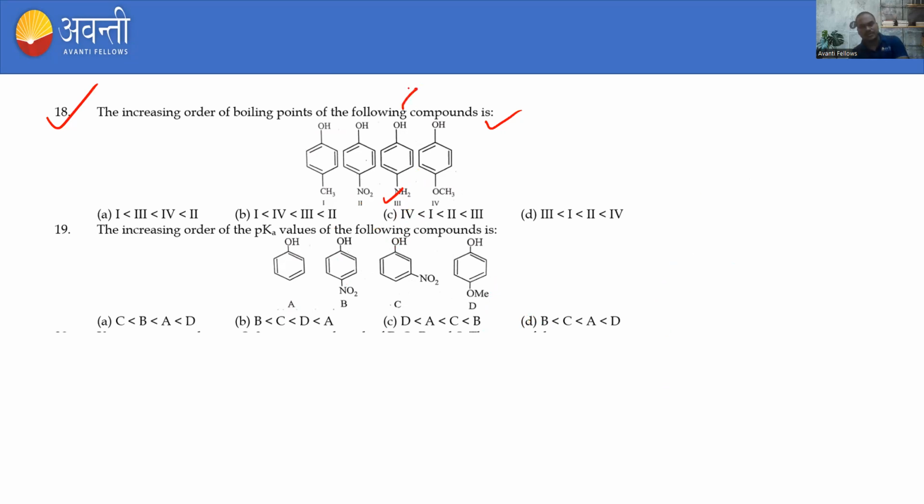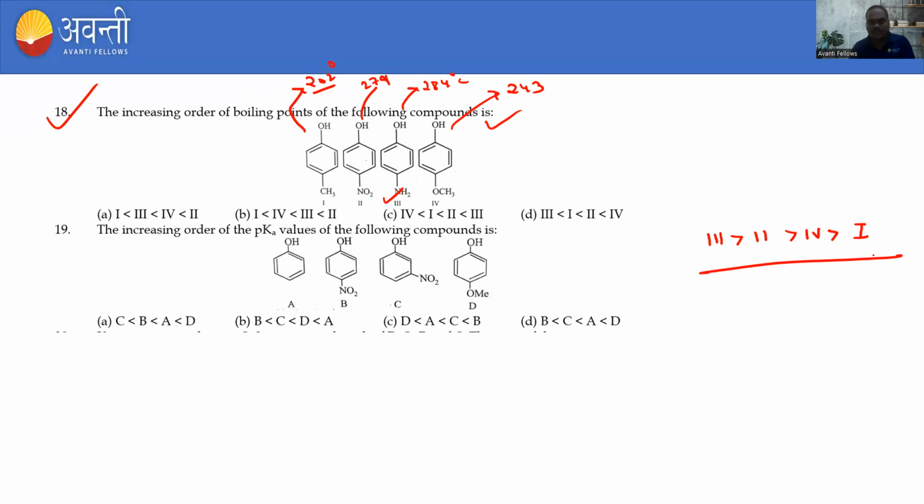So it has a boiling point of 284 degrees Celsius. And after this, 279 degrees Celsius for NO2, and 243 for this anisole, and this one is the least, that is 202. So the correct option is: the maximum is the third, then after the third comes the second, then the fourth, and the minimum we have is the first. So this is the correct option. So just select the option according to this. Okay. Now, in this question, they're asking the increasing order of the pKa value of the following compounds.